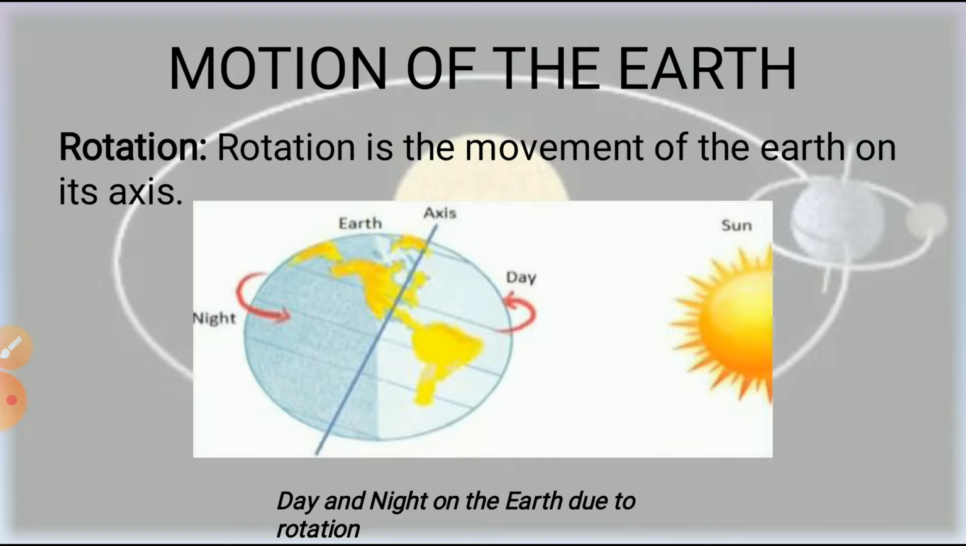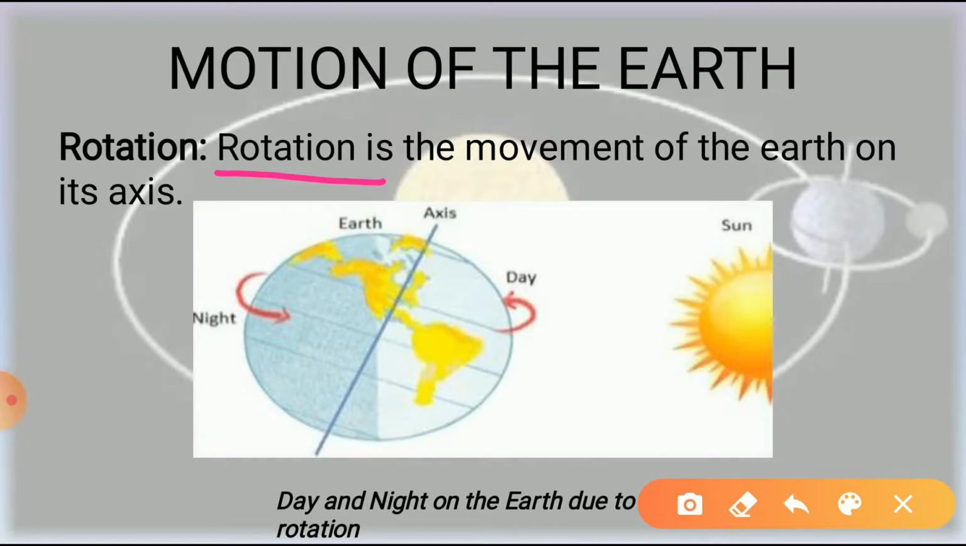The earth moves around its axis, and this movement is called the rotation of the earth. Or rotation is the movement of the earth on its own axis. So what do you mean by axis? Axis is an imaginary line on which something rotates.